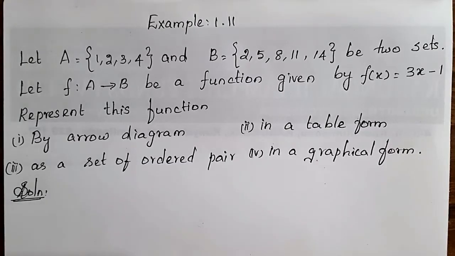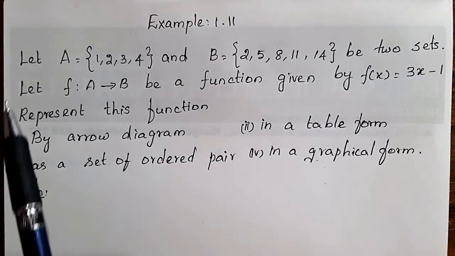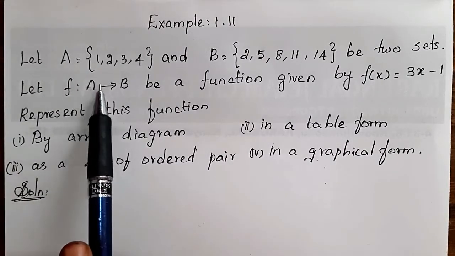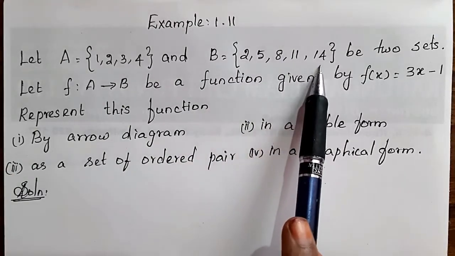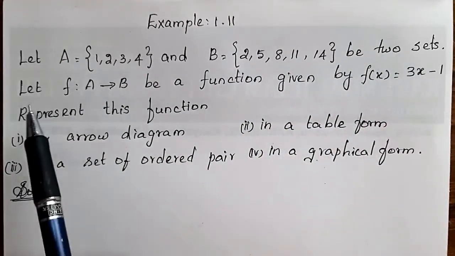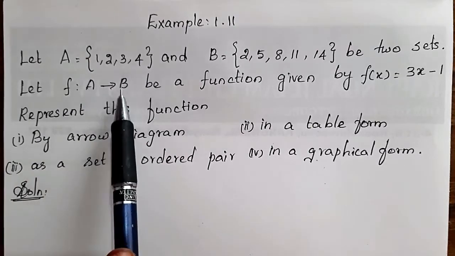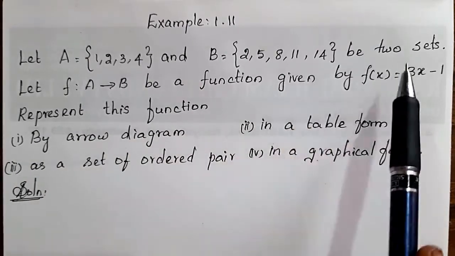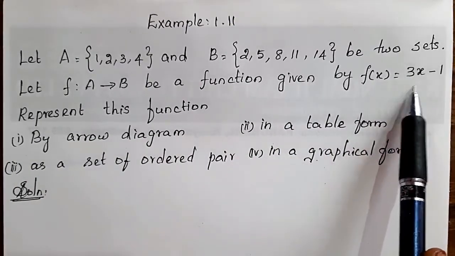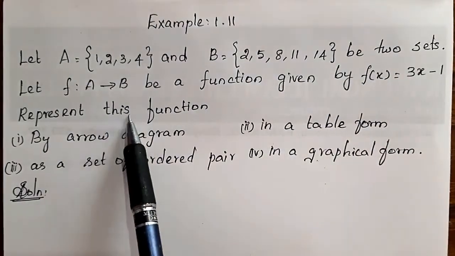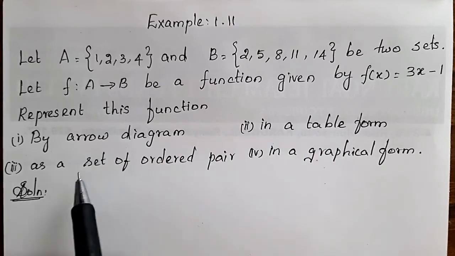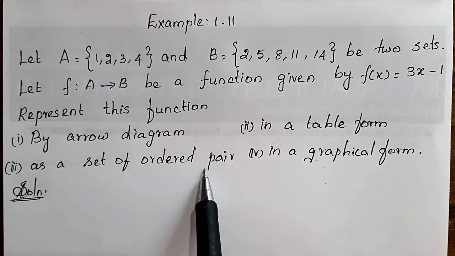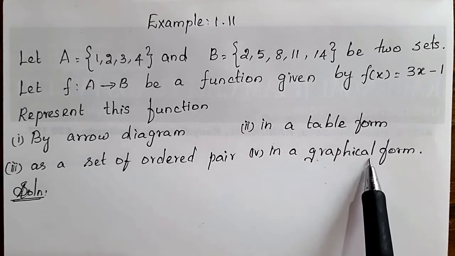Example 1.11. Listen. Let A equal to the set {1, 2, 3, 4} and B equal to the set {2, 5, 8, 11, 14} be two sets. Let f from A to B be a function given by f of x equal to 3x minus 1. Represent this function as an arrow diagram, in a table form, as a set of ordered pairs, and in a graphical form.